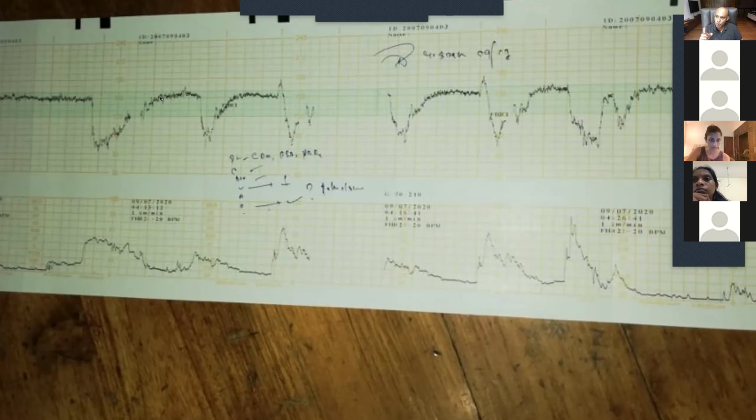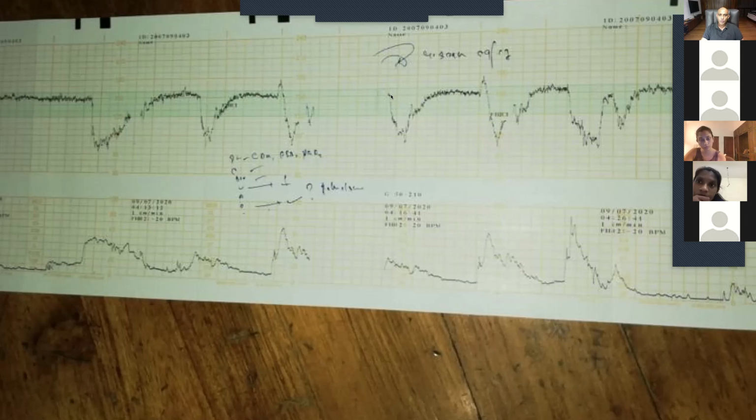It's an abnormal feature. So we have one abnormal feature in the whole CTG with 2 reassuring features, but one abnormal feature in the CTG will make it what? A pathological CTG. You all understand? So if we have one, now let's look at this one.